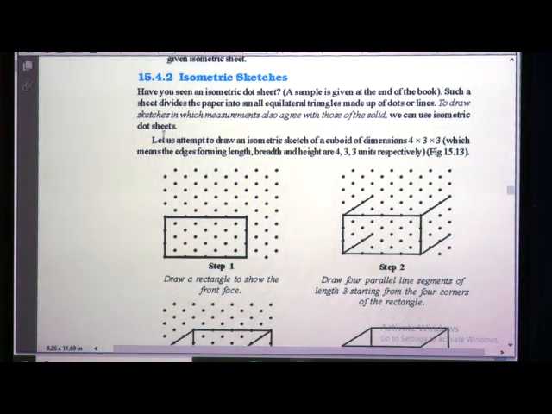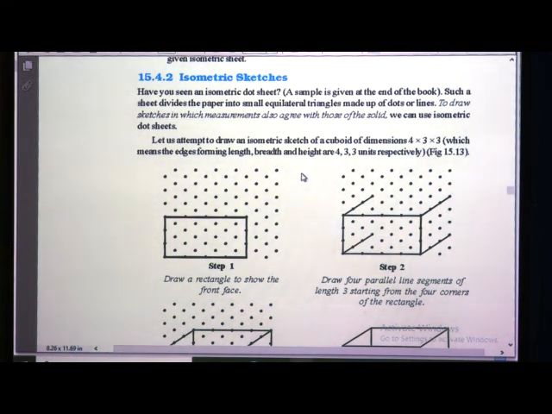To draw the sketches in which the measurements also agree with those of the solid, we can use an isometric dot sheet. This is the isometric dot sheet. Let us attempt some drawing on an isometric dot sheet of a cuboid of dimensions 4 multiplied by 3 multiplied by 3, which means the edges forming the length, breadth and height.